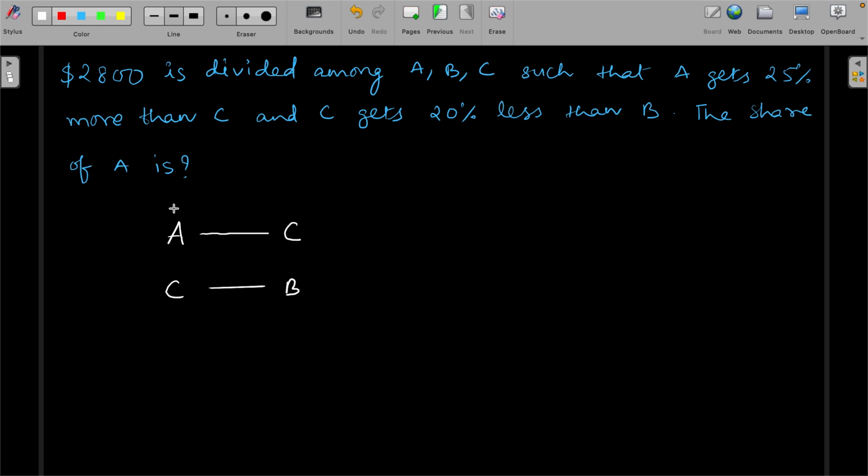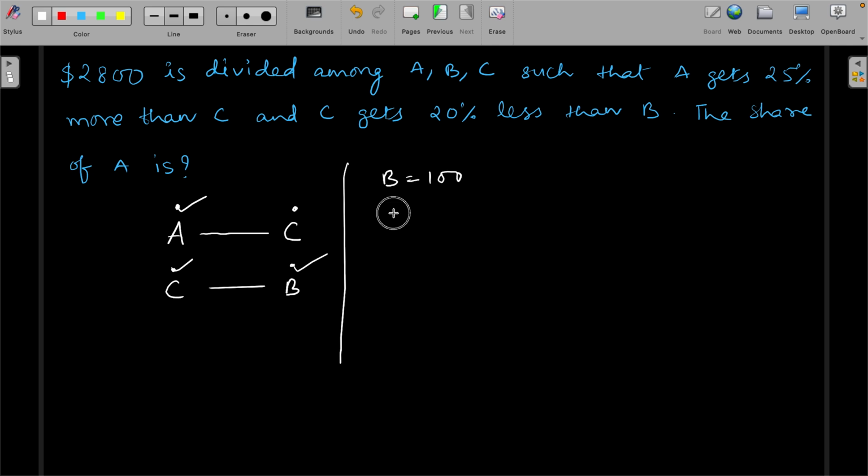That means to know the value of A, we need to know the value of C, and to know the value of C, we need to know the value of B. So we will resolve this dependency in a reverse order. That means first we will assume a value for B, then we will calculate the value of C. Once we know the value of C, we can calculate value of A. So we'll assume value of B to be 100.